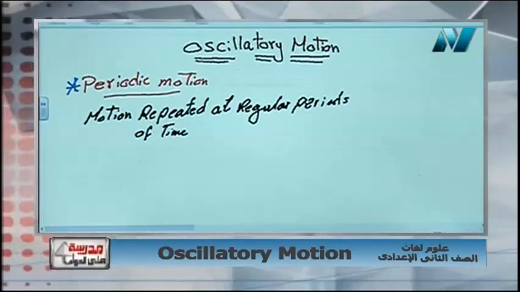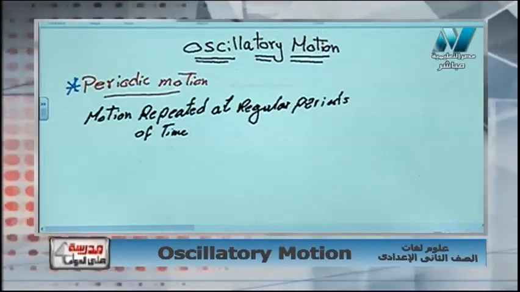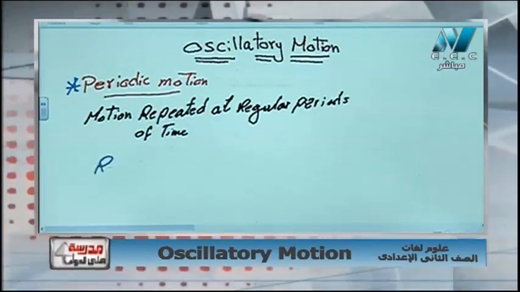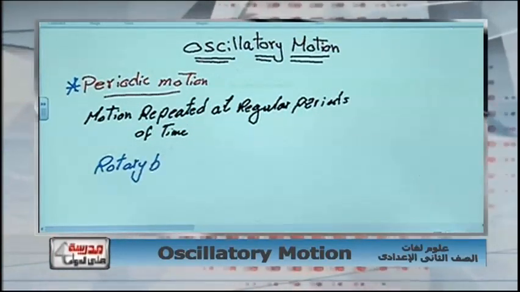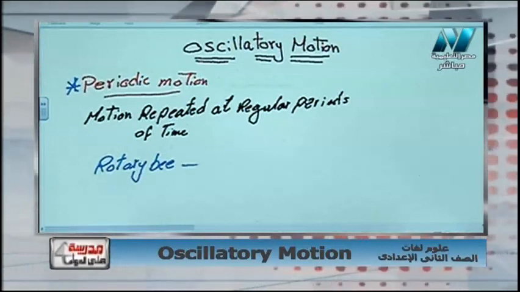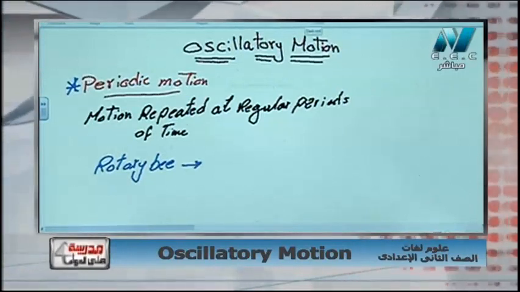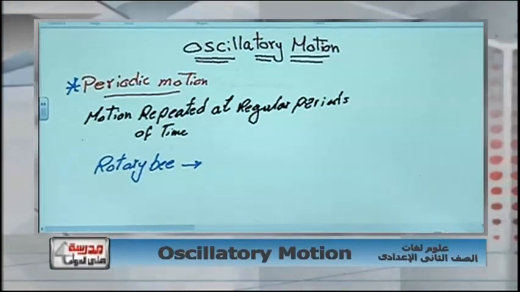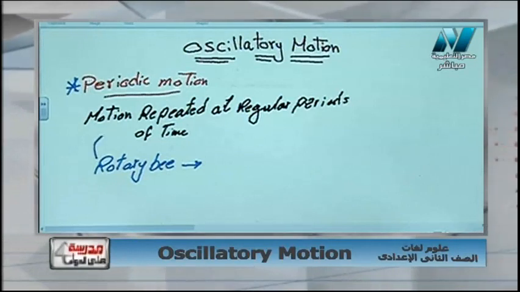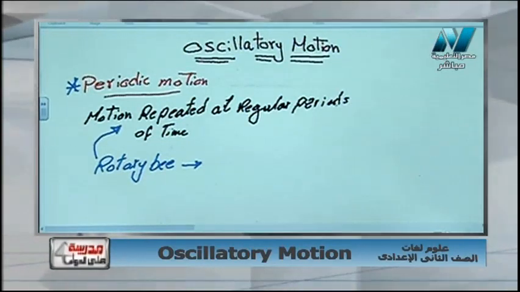So, for example, the motion of a rotary bee, the bee that we play with. Rotary bee is called a periodic motion. How can we answer this question, as in give reason for? Because its motion is repeated at regular periods of time. So we can use that definition to answer this question.